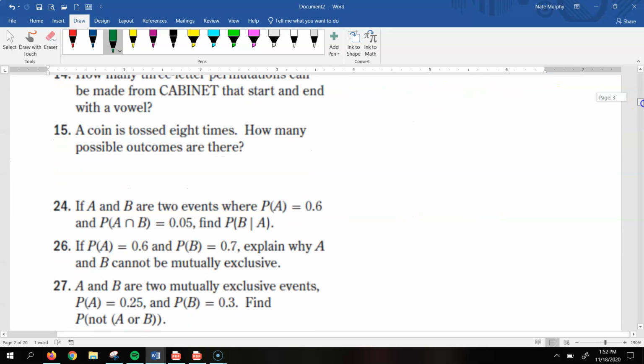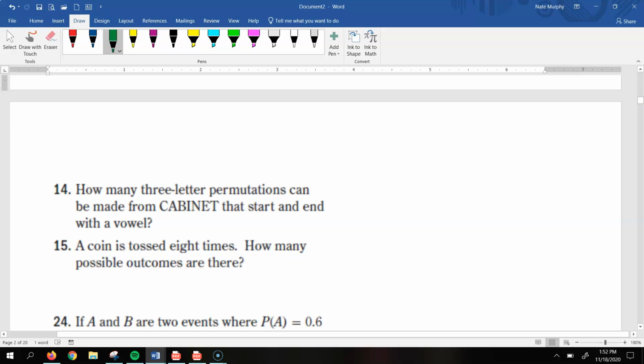All right, let's look at numbers 14 and 15. So number 14, now this is going to be a little bit different. If you looked at the answer key, the book uses permutations, which is fine. But if you're like me, if you're a visual learner, sometimes that's not as easy as just thinking about it logically. So how many 3-letter permutations? Okay, so 3 letters, so I'm going to have 3 blanks. Can be made from cabinet that start and end with a vowel.